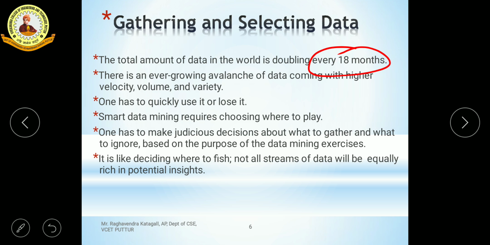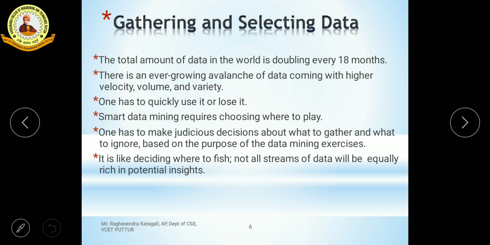As we can see, there is an ever-growing avalanche of data coming with higher velocity, volume and variety. These are the three characteristics of data. Velocity refers to fast incoming data that we have to store, volume means it comes in large quantity, and variety means it has many forms. Data may be structured or unstructured. Structured means data stored in databases. Unstructured means data that comes from IoT devices, for example.